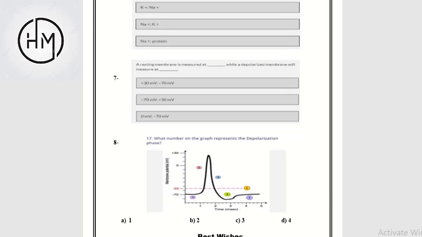A resting membrane is measured at what, while a depolarized membrane will be measured at what? Positive 30 millivolt, negative 70 millivolt, 0 millivolt. Resting membrane. Excellent. Negative 70 millivolt, and a depolarization positive 30 millivolt.